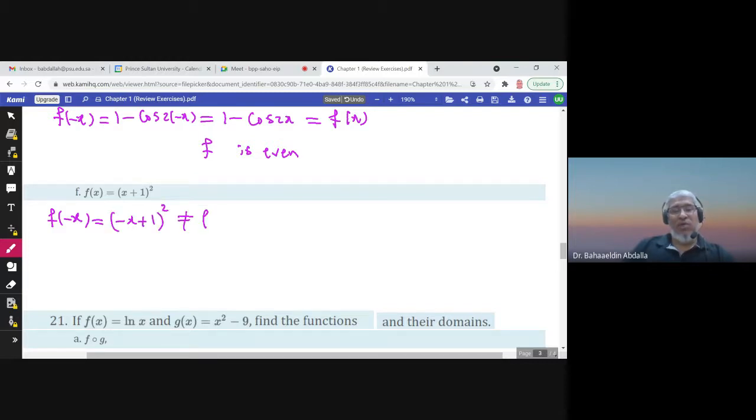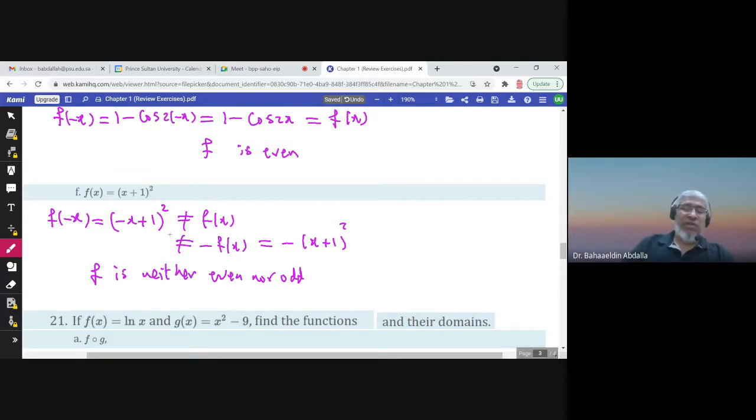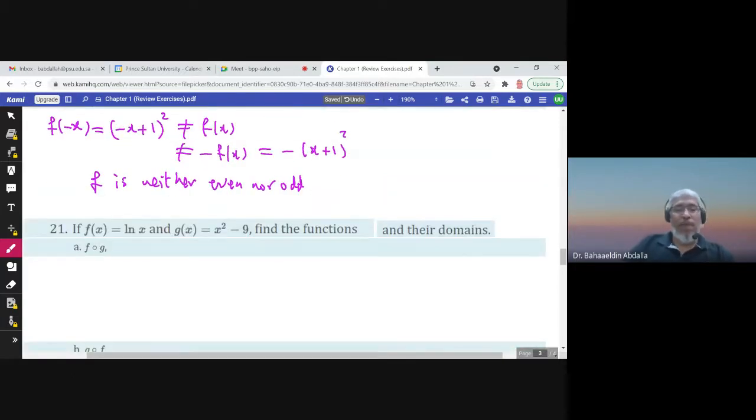This is not equal to f of x, and it is not equal to negative f of x, because negative f of x is negative times (x plus 1) to the power 2, and these are different. So f is neither even nor odd. If you want to expand the square of the binomial and check that they are different, it's clear that they are different anyway.